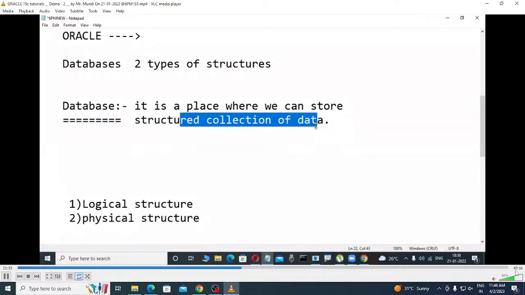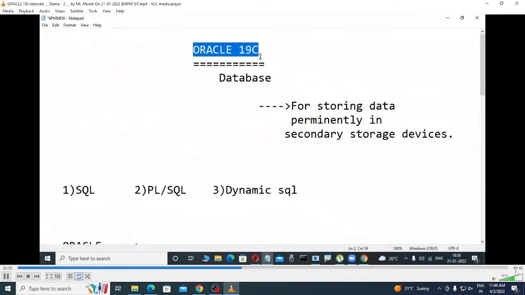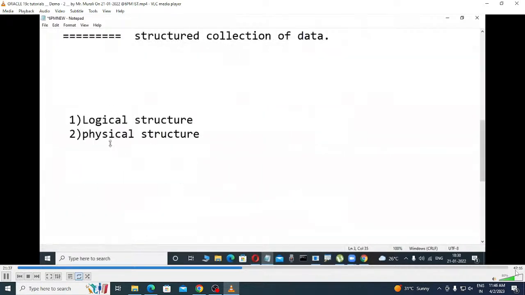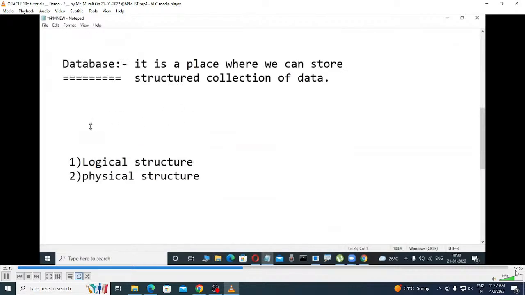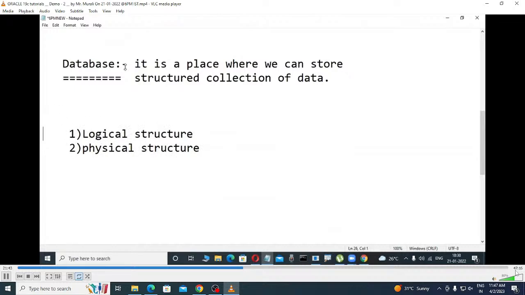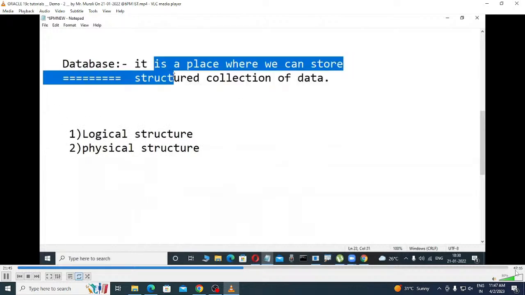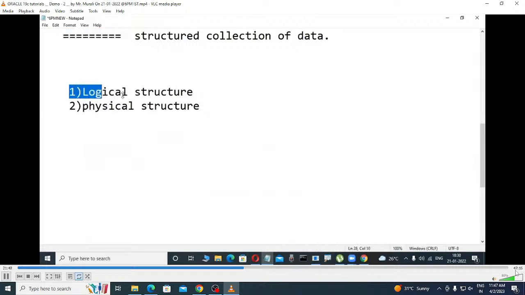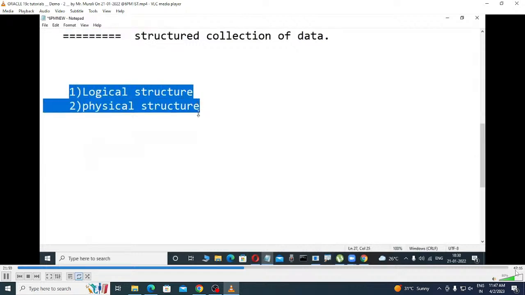Okay, fine. But whenever we are installing these types of software, two types of structures are there. One is logical structure. Another one is physical structure. This definition I am not explaining; one of these days you will understand. Now observe it. First, two types of structures are there. One is logical structure. Another one is physical structure.